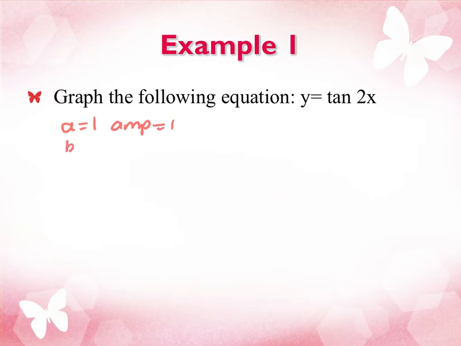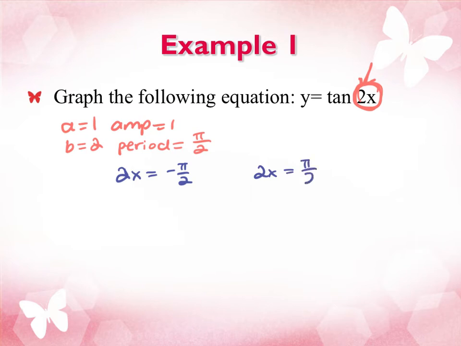B is what? Still in between the trig function and the x, right? 2. So the period is pi over b this time, or pi over 2. We're going to need that in a minute. Next thing we do is take our bx minus c, whatever is next to the tangent, which in this case is 2x. We're going to set it equal to negative pi over 2 and positive pi over 2, because that is where tangent is originally undefined.